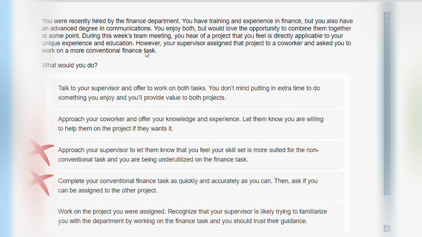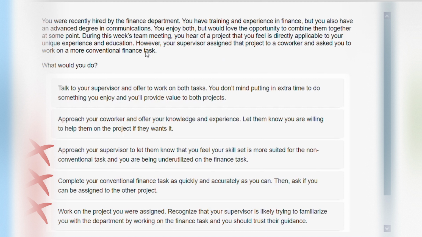Again, you don't get the project just because you did something different quickly and accurately. Work on the project you were assigned. Recognize that your supervisor is likely trying to familiarize you with the department by working on the finance. This may be a good option, but the issue here is that you're not voicing what you believe is the right thing to do or the suggestions you have, right? Because if you give your suggestions, only then you make the department stronger and better.